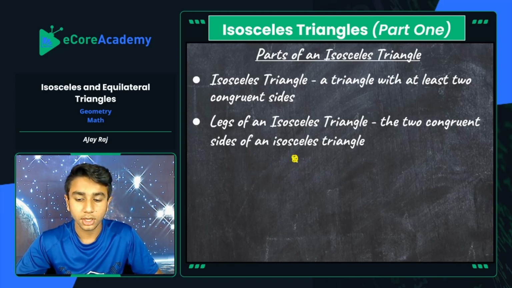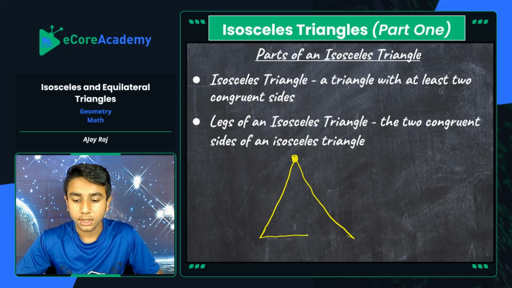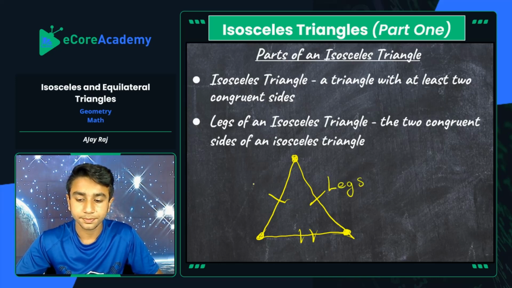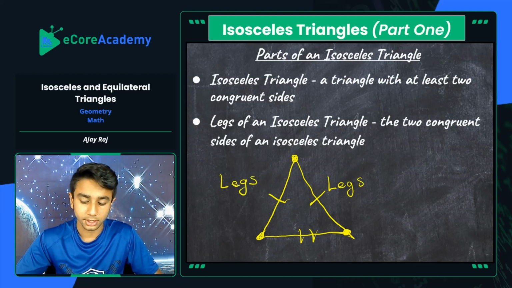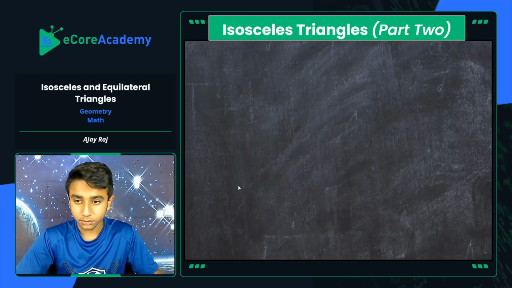So I'll just draw out this isosceles triangle. And as you can see here, it's quite obvious that these two are the legs. We'll indicate that by our congruence tick marks, and this is non-congruent to those. So these two would be the legs of the isosceles triangle. As simple as that. So those are your legs of the isosceles triangle.